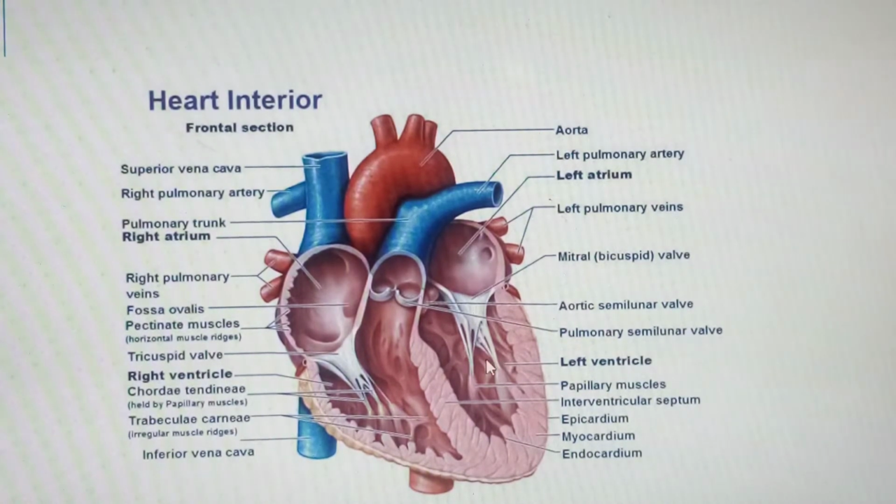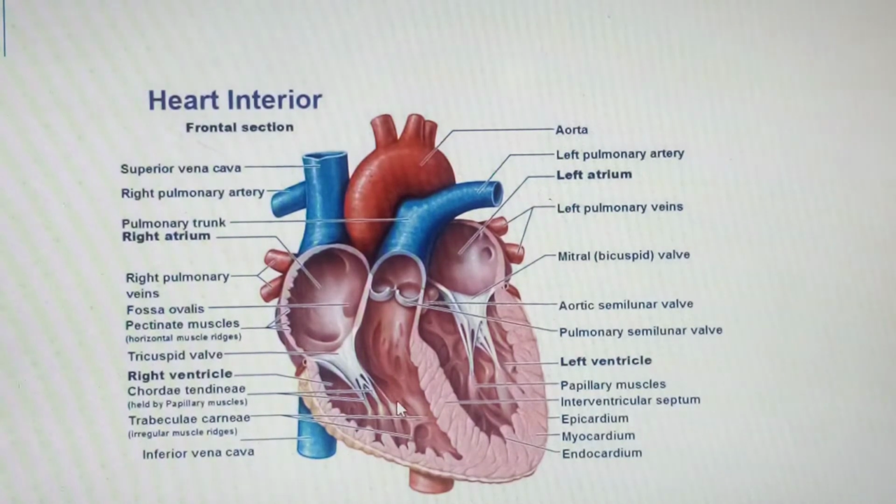Via the bicuspid valve, and then it is pumped to what we call the aorta: the ascending aorta, the arch of the aorta, and eventually the descending aorta, via what we call the aortic semilunar valve. This is the circulation which takes place inside the body. But we are able to divide it into two parts: we have the pulmonary circulation, and we have the systemic circulation.